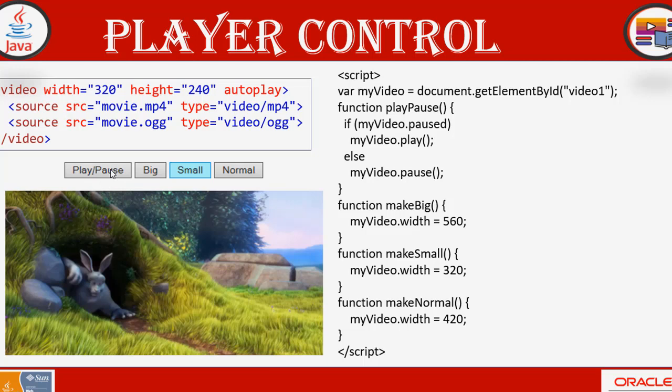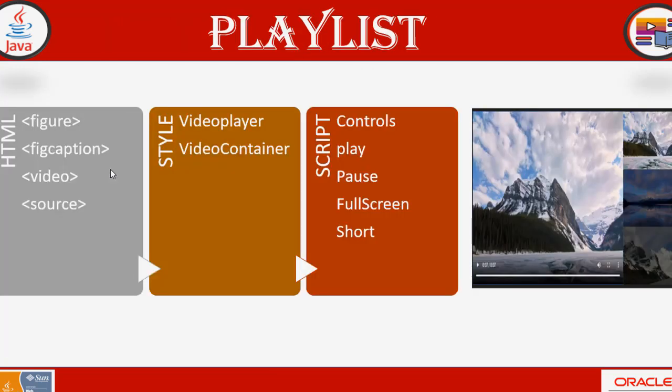Now let's take a look at the playlist implementation, the third part of this session. For a playlist, what you need is an HTML where we include all the playlists in a structured form. If you have seen YouTube, you can see the playlist, the list of all your videos with the thumbnail on your right side, and on the other side you will see the window.